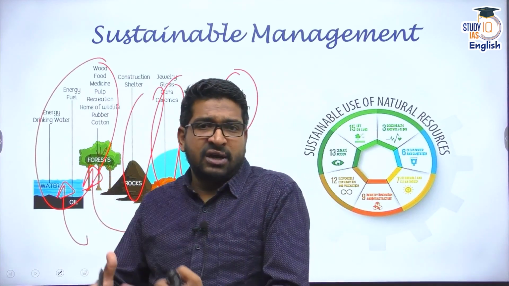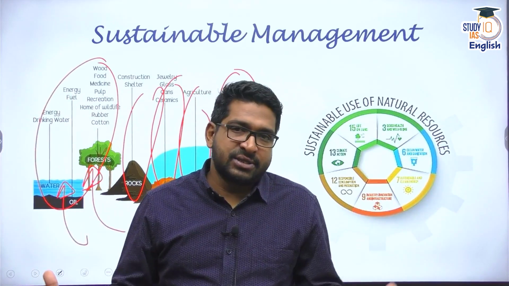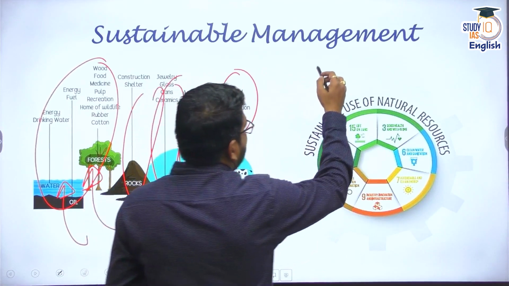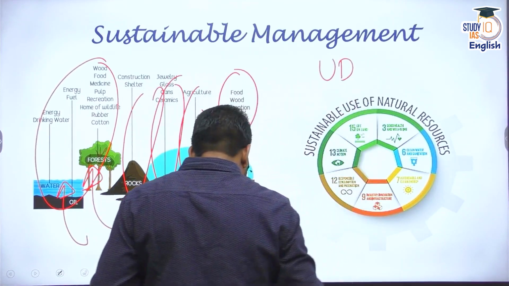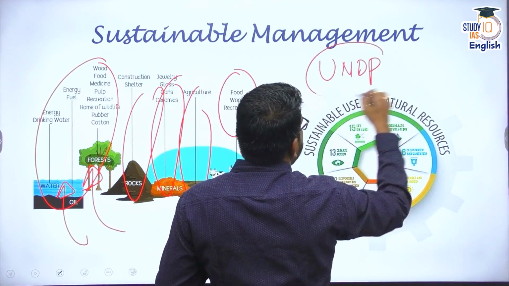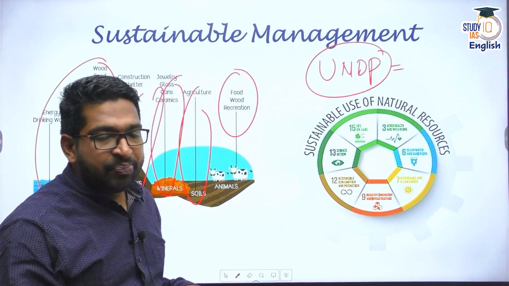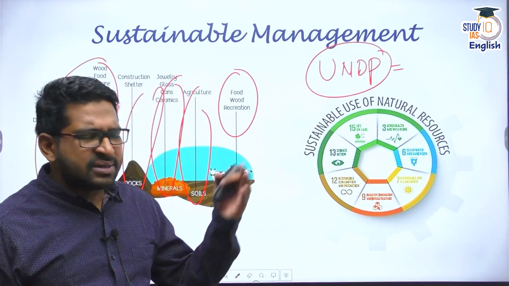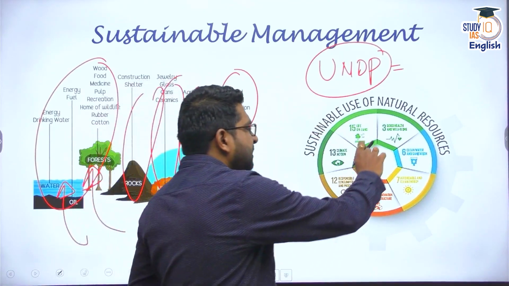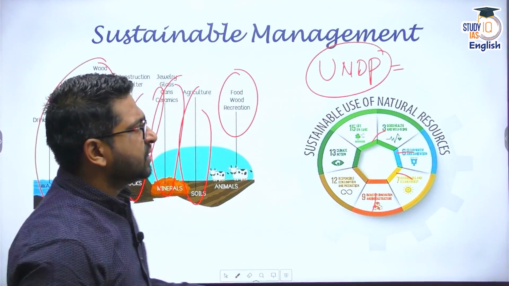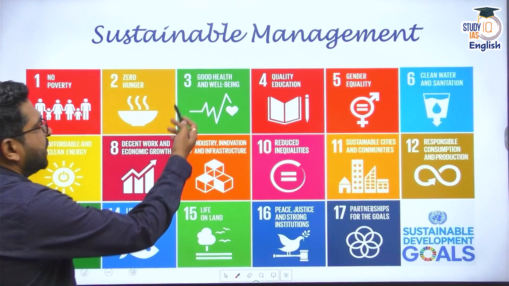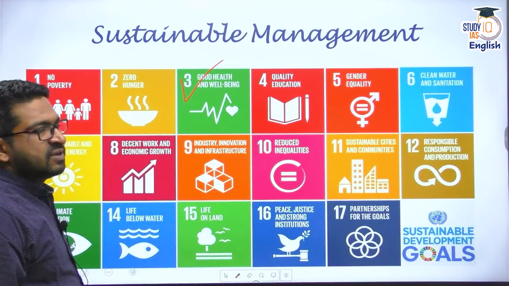You, me, the state government, the central government, the international players, the international organizations, they have to come together, and they have come together to give us UNDP, United Nations Development Program, and the environment program. They have given us many sustainable development goals, like sustainable development goals 3, 6, 7, 9, 12, 13, 15. They all talk about sustainable management of natural resources.